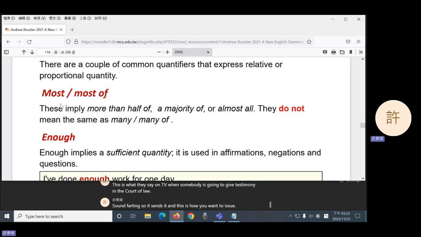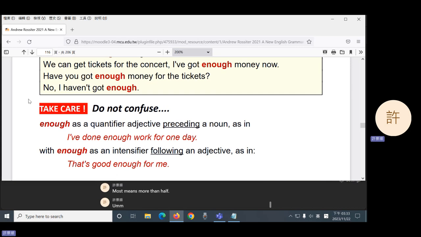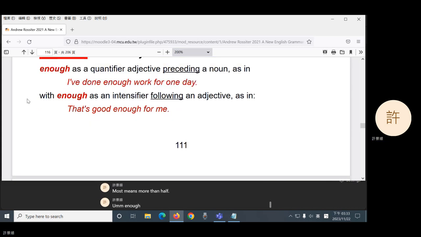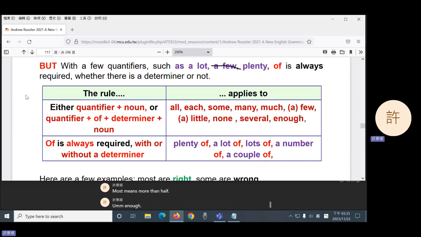The key point here is that most is more than many. Many just means more than you expect. Most means more than half. Enough. Yeah, we talked about most of this already.